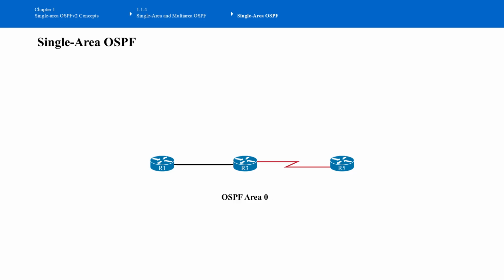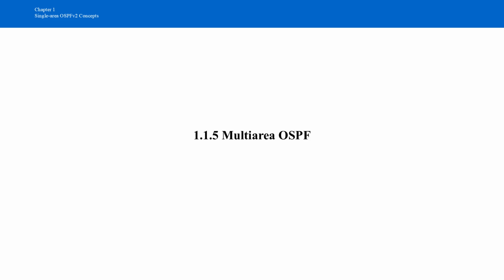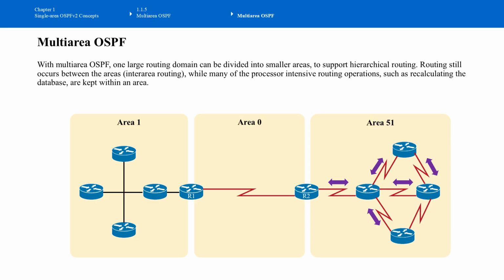The second option is multi-area OSPF. 1.1.5 Multi-area OSPF. With multi-area OSPF, one large routing domain can be divided into smaller areas. To support hierarchical routing, routing still occurs between the areas, while many of the processor-intensive routing operations, such as recalculating the database, are kept within an area.